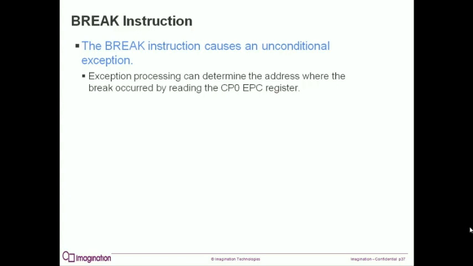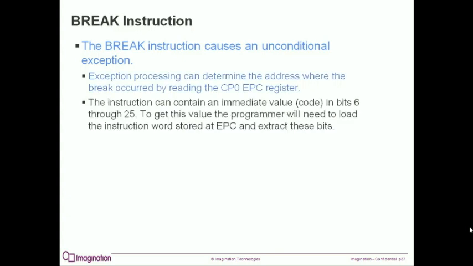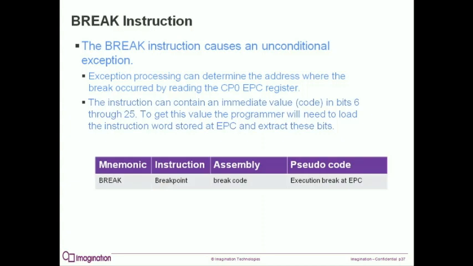The core puts the address of the break instruction in the CP0 register EPC so a debugger will know where the break happened. The instruction can contain a 20-bit value that can be used to pass information to the exception. For example, the debugger could use this as an indication of what type of breakpoint it was, or a pointer to the program instruction that the breakpoint replaced. This information will need to be extracted from the break instruction word. The break instruction takes one immediate value.